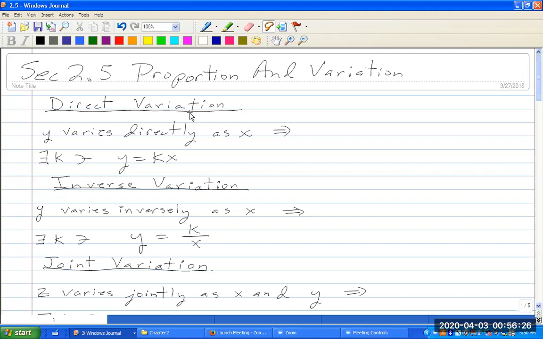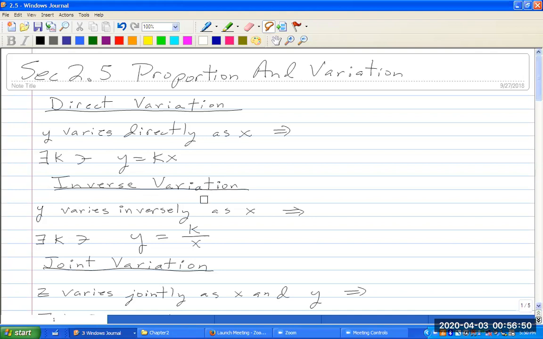And so, if we say that y varies directly as x, this means there exists some constant k. We'll call this constant k the constant of proportionality or the constant of variation. So there exists some constant k such that y equals kx.